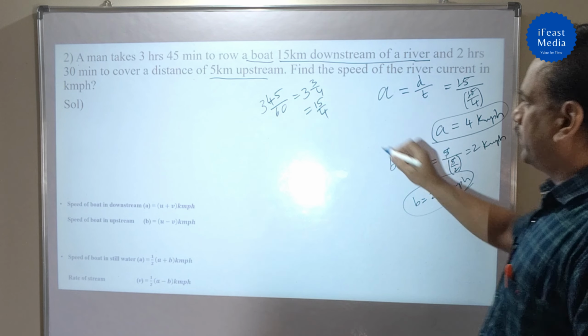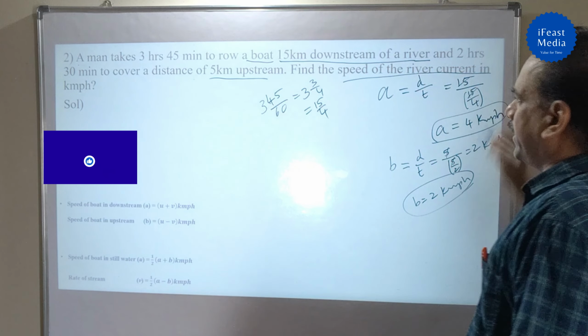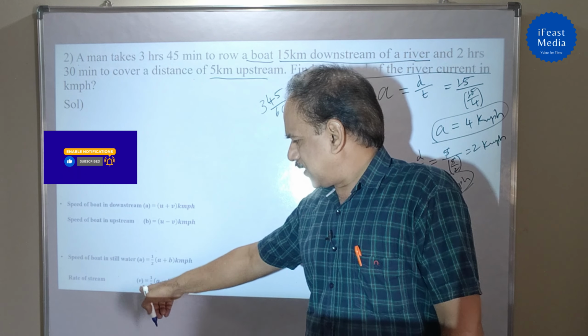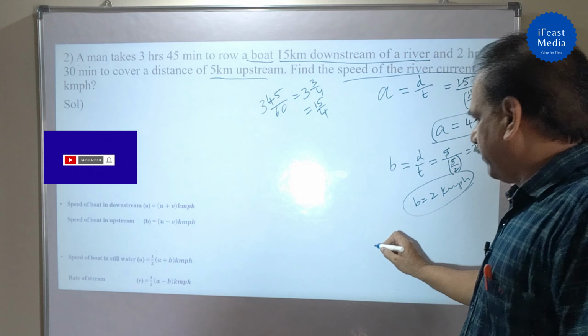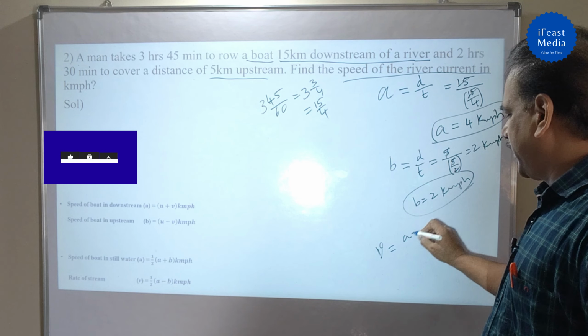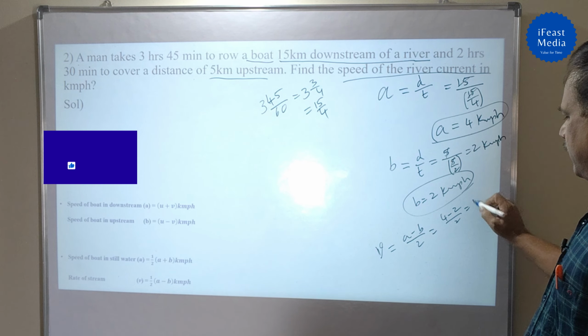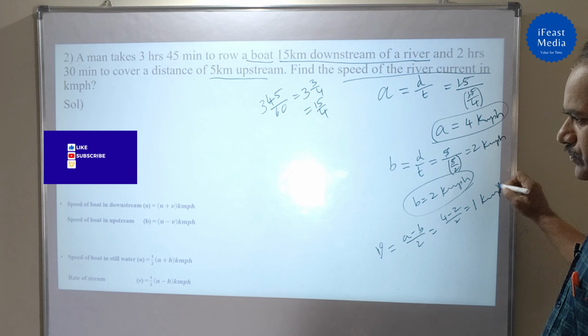And what you are asked to find is the speed of the river current in kmph. What is the speed of the river current? V. It is always denoted by V. What is V? V is A minus B by 2, which is 4 minus 2 by 2, 1 kmph.